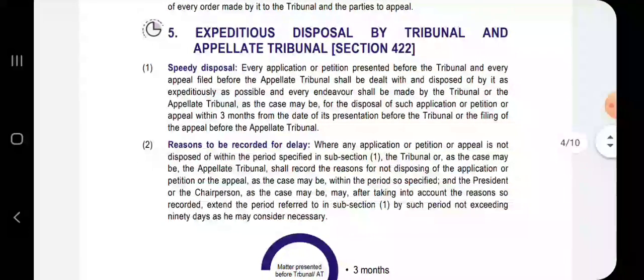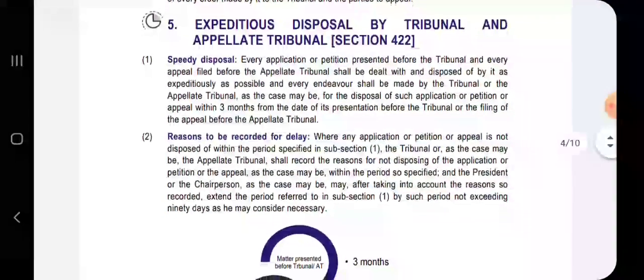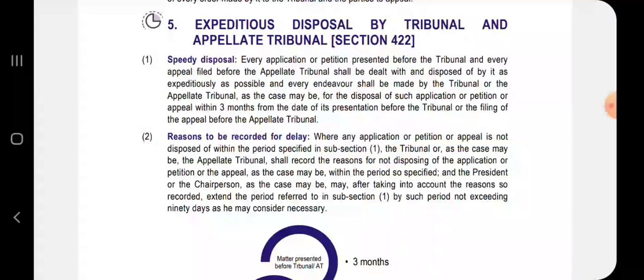And section 422. Expeditious disposal by tribunal and appellate tribunal. It is saying that any appeal which has been preferred before tribunal or appellate tribunal has to be disposed within 3 months from the date of presentation before the tribunal or before filing an appeal before the appellate tribunal.